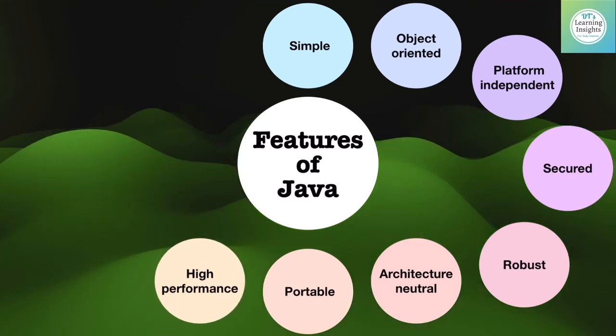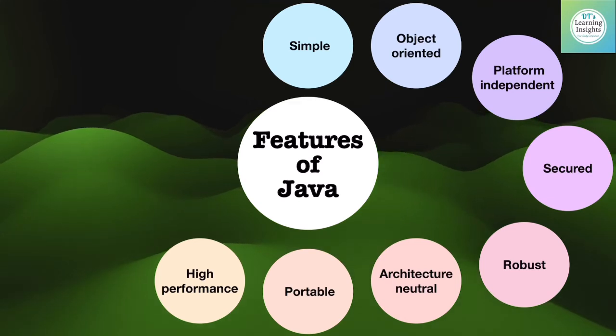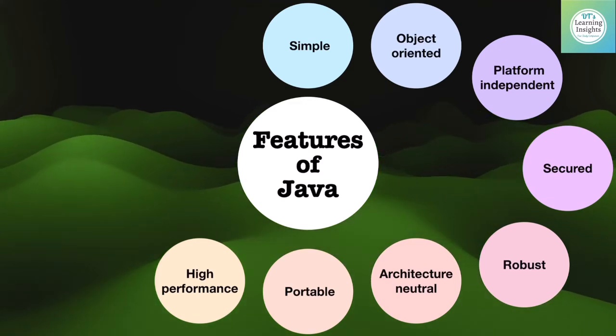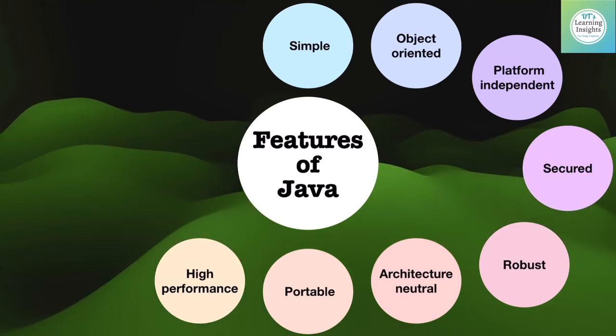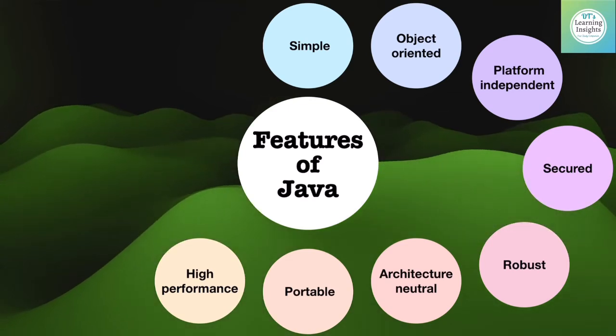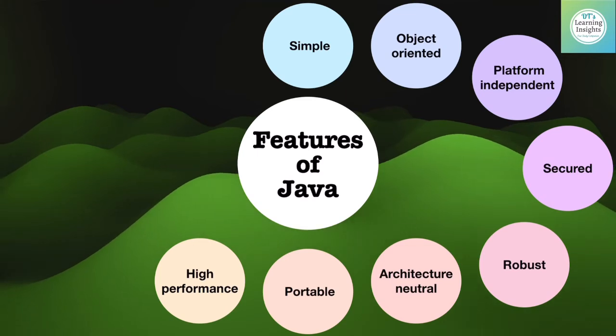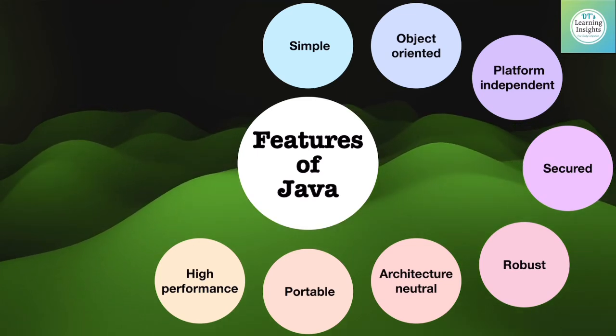High performance. Java is faster than other traditional interpreted programming languages because the Java bytecode is close to the native code. It is still a little bit slower than compiled languages like C++ because Java is an interpreted language, so it will be slower than compiled languages.